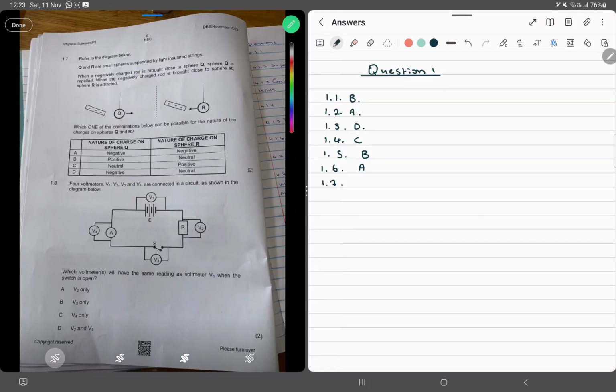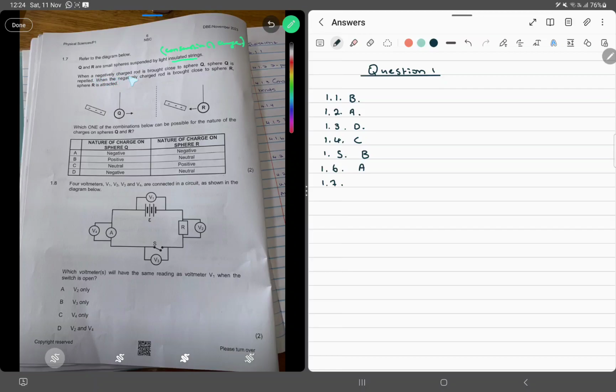So for 1.7 we are told here, refer to the diagram below. We're told here Q and R are small spheres suspended by light insulated strings. Okay, that means conservation of charge applies here. So this is again creating a closed system, because if we're not insulating this, charge may be lost.